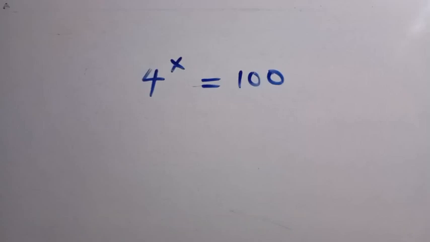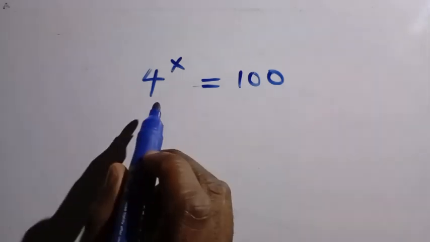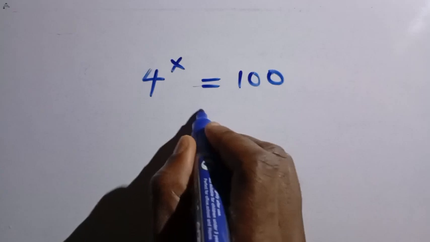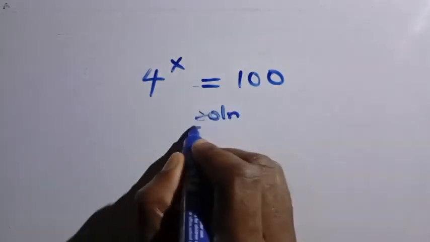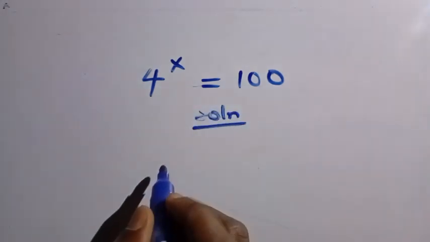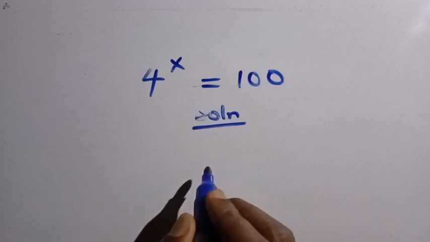How to solve these nice exponential equations for the value of x. We have 4 power x equals 100. So let's solve this by considering the solutions from here. So here we are going to introduce logarithm to both sides.